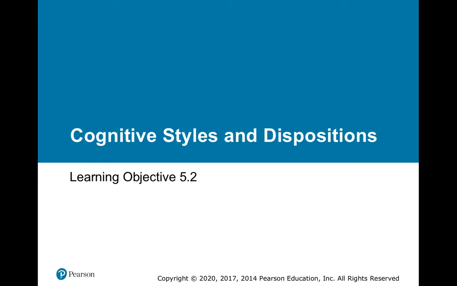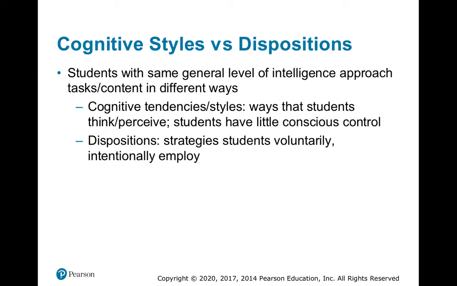Okay, we continue to the cognitive styles and disposition. So cognitive styles refers to how we think, how we process information, and disposition is about strategy. So, a student with some general level of intelligence, tadi kita bincang pasal intelligence and reasoning ability dan kebolehan untuk berfikir atau kecerdasan dia.